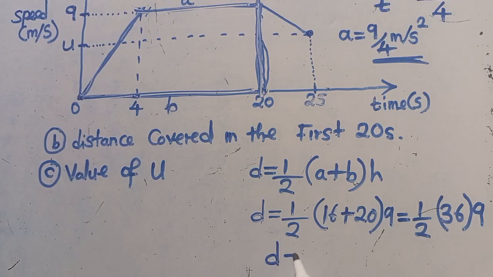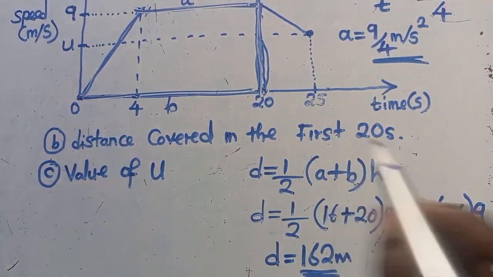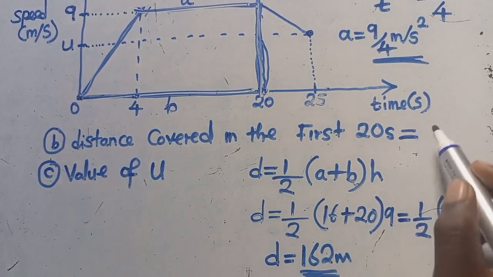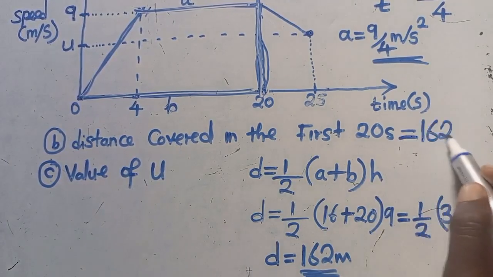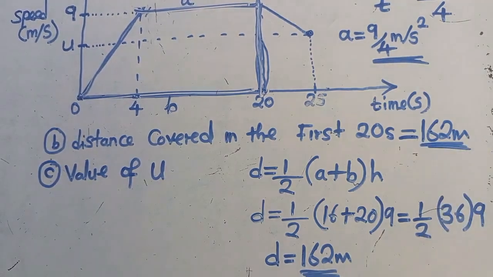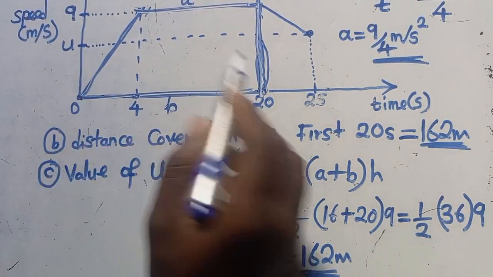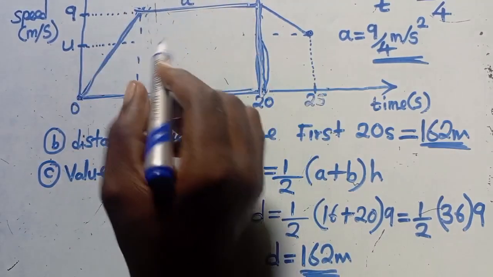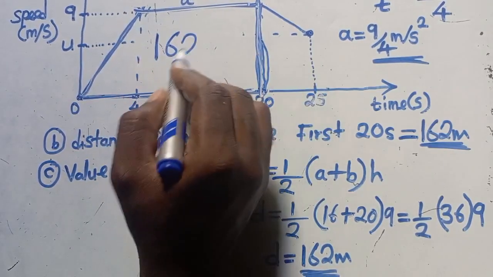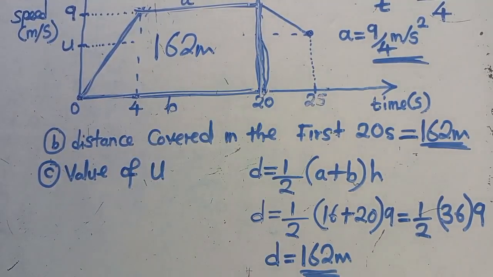So we said distance was therefore equal to what? 162 meters. You are done. This is the answer. So the distance covered in the first 20 seconds is equal to what? 162 meters. That is the distance that was covered, isn't it? I'm done just like that. So from here up to there, this whole thing is 162 meters. That is my answer.